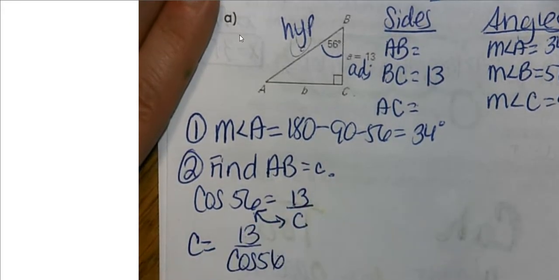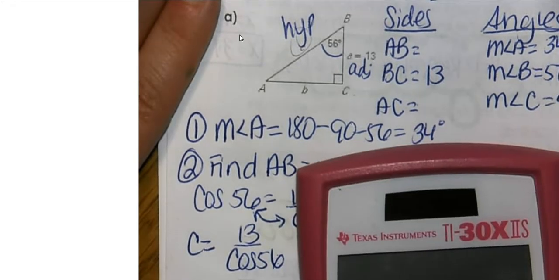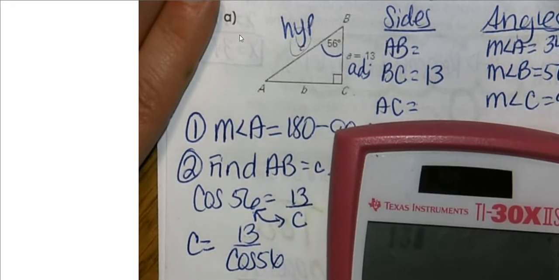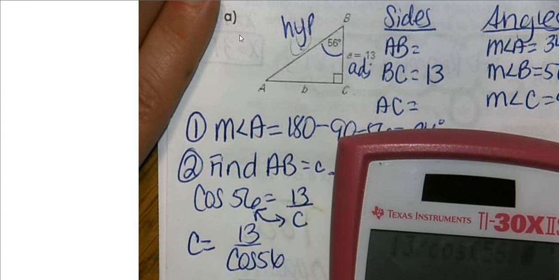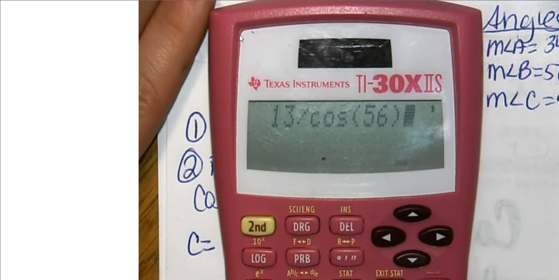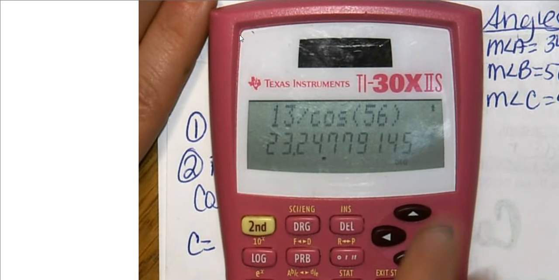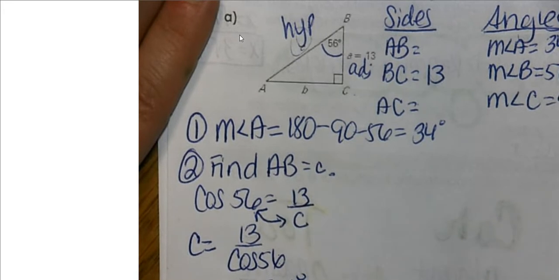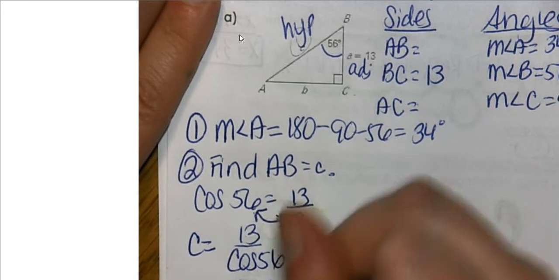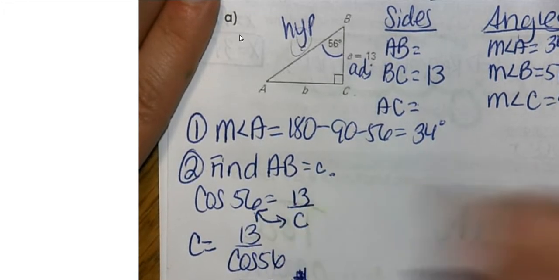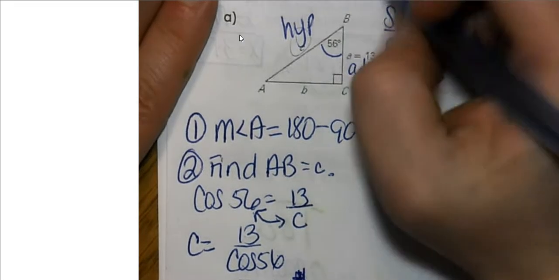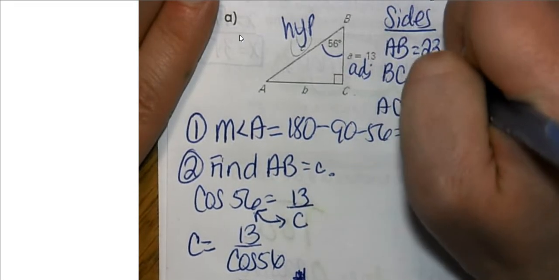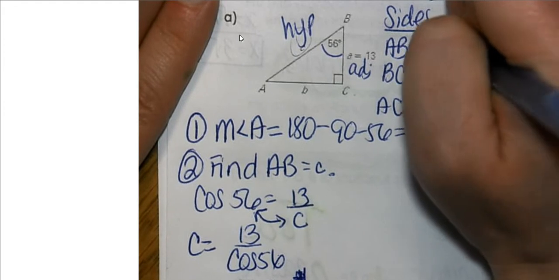So I'm going to put this into my calculator. I have 13 divided by the cosine of 56. And when I put that into my calculator, I end up with 23.24. And that's going to be units. We don't know what those units are quite yet, so we're just going to write it as units, so 23.24 units.